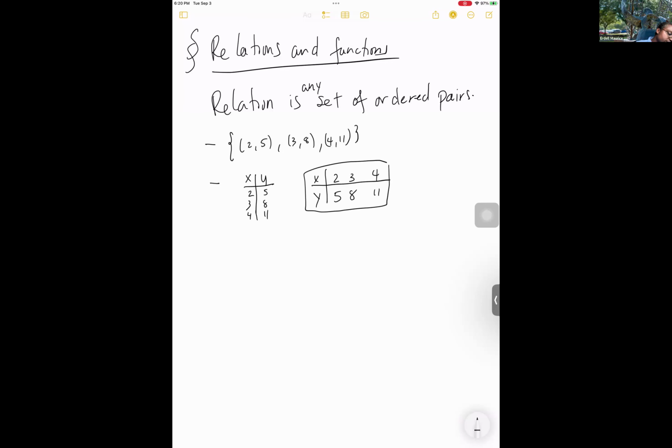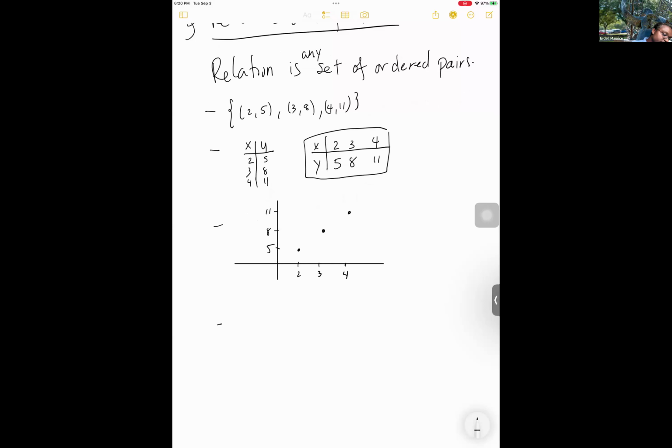A relation can be given as a graph. I have this same relation right here. This is 2. This is 5. So you put a dot right here, 2 comma 5. That's 3. And that's 8. So you put a dot right here at 8. This right here is 4. This right here is 11. Put a dot right here at 4 comma 11. All of these right here are the same relation. It's just given ordered pairs in different manners.